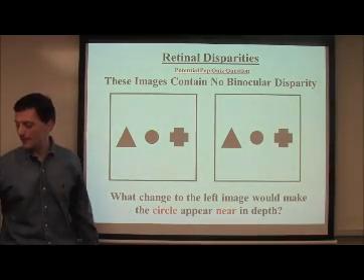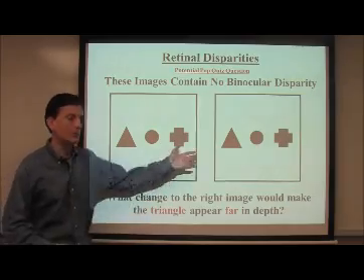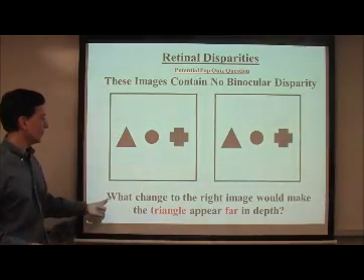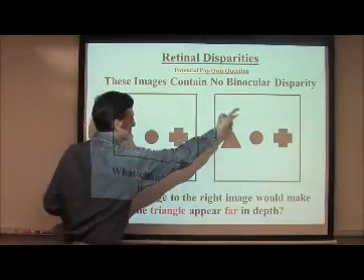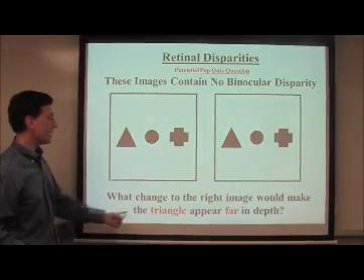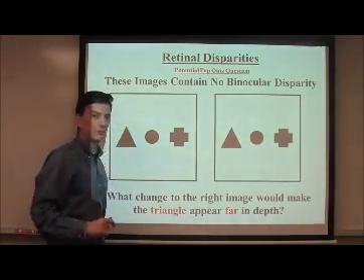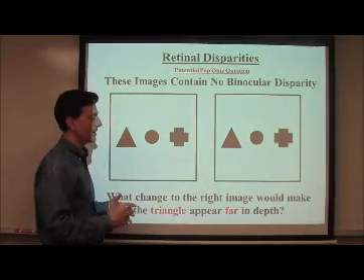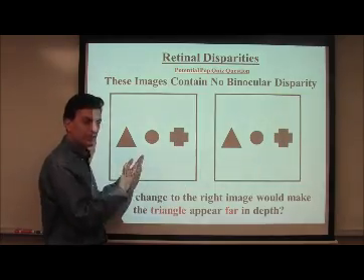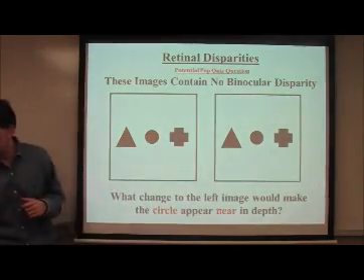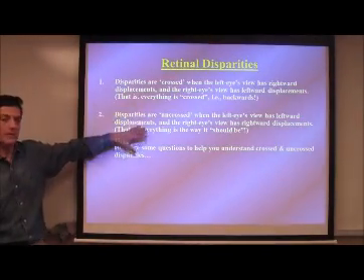And while you're thinking about that, I'll just go on to give you the next related question. Same stimuli, but now a slightly different question. What change to the right image, that's over here, would make the triangle appear far in depth? So how are we going to click on this inside of PowerPoint and slide it one way or the other so that when we free fuse it, it's going to look like that's further away in depth? And just to give you a little clue, you might benefit by reviewing this.